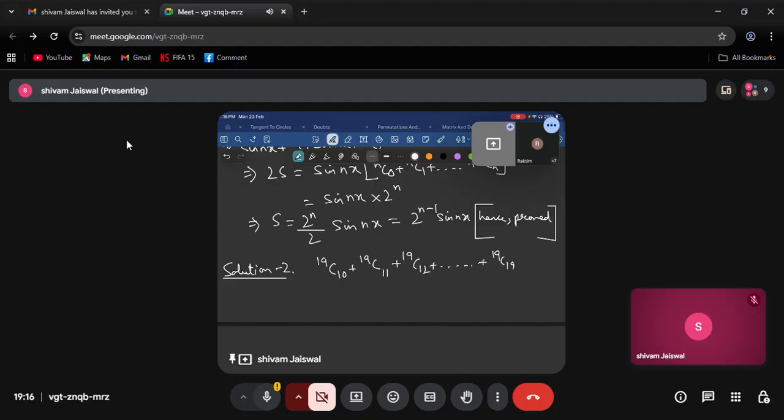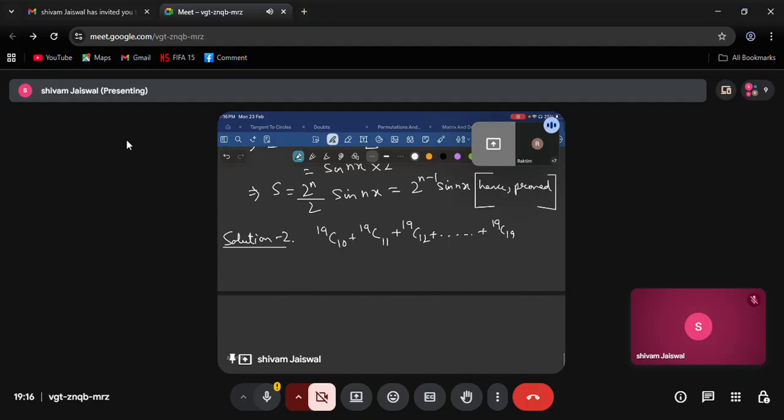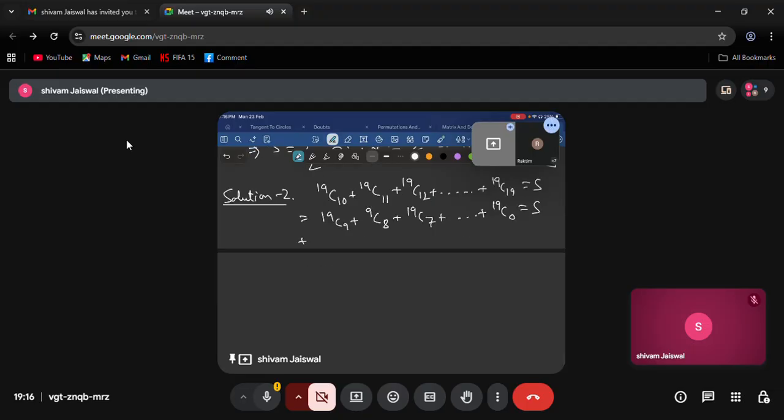Right, tell me. Next, this 19C10, can I also write it as 19C9 plus 19C8 plus 19C7 plus up to 19C0? This is also S. Adding, we will get 2 to the power 19. So S is equal to 2 to the power 19 by 2, that is 2 to the power 18. Done.